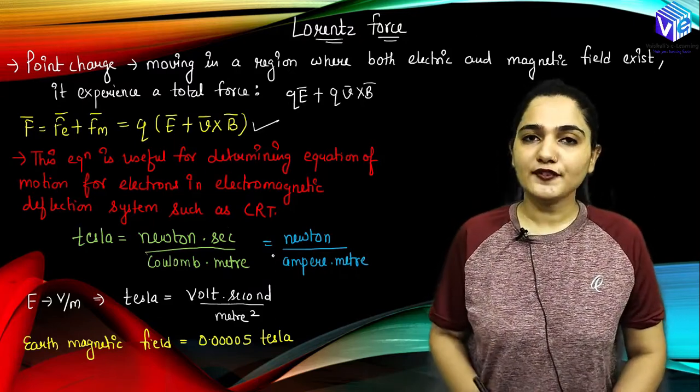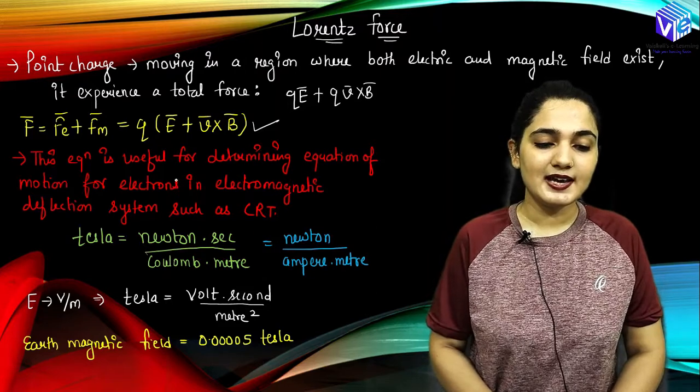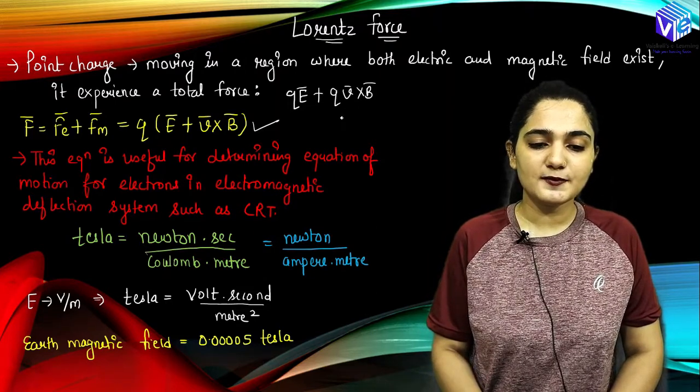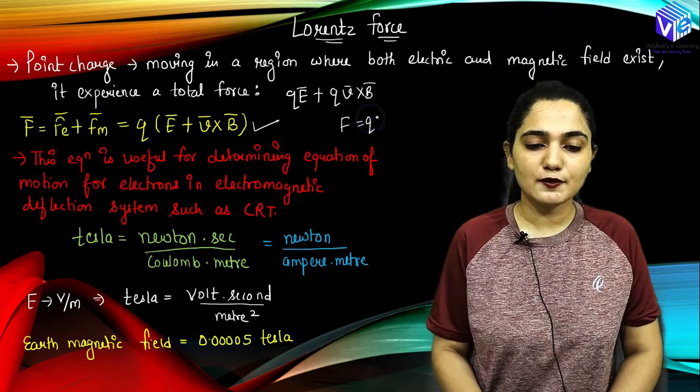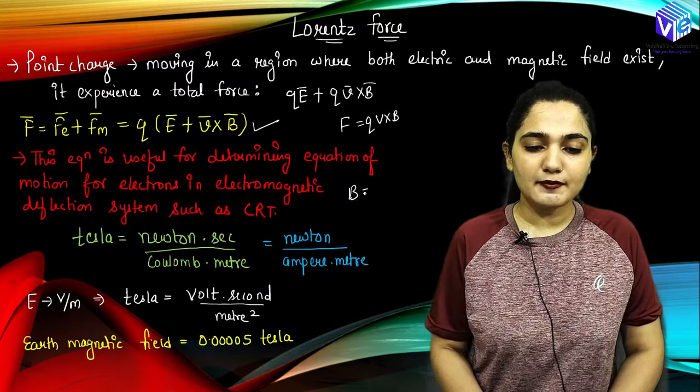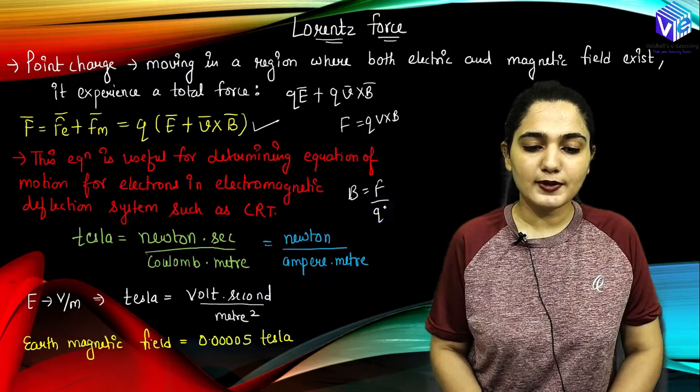So what is the unit of the field? It is Tesla. The field can be found out with the equation F is equal to Q V cross B. What would be the equation for the B? B will be equal to F upon QV, right?